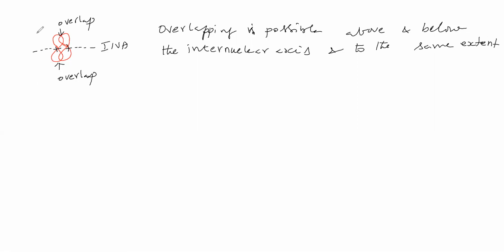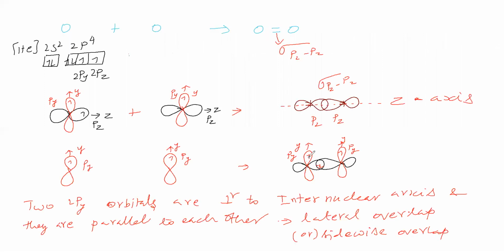Such a type of overlap is called lateral overlap, otherwise sidewise overlap. Why sidewise overlap? Because one side of the p orbital undergoes overlap. Therefore these two 2p atomic orbitals undergo sidewise overlap, otherwise lateral overlap we can say. This results in what? A pi bond.